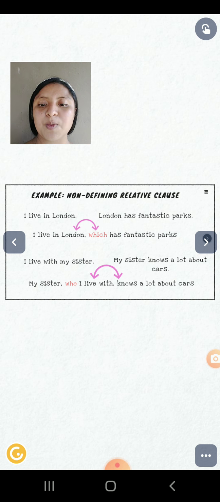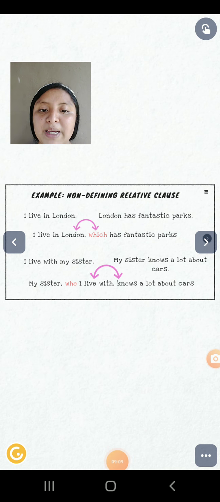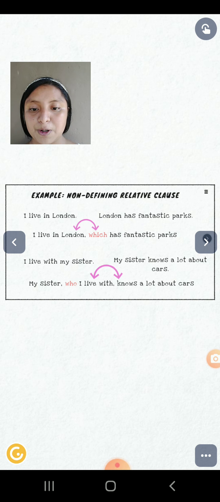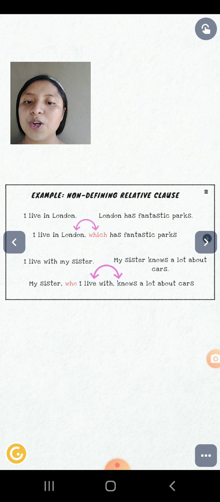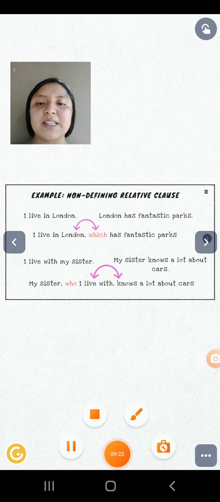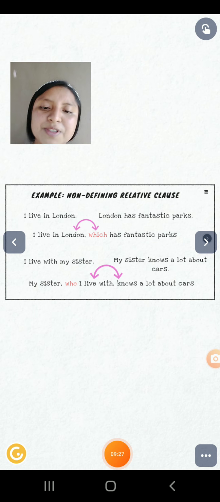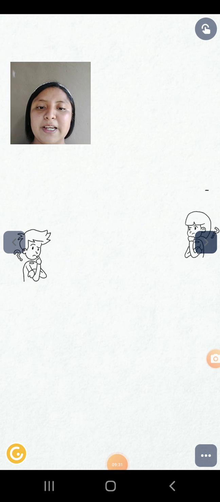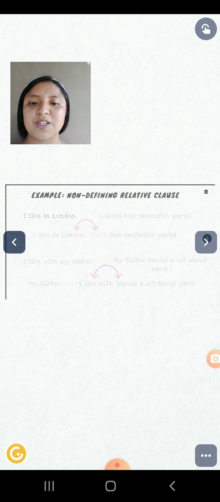Okay, so the next one is I live with my sister. My sister knows a lot about cars. My sister, who I live with, knows a lot about cars. So here we have some examples using these non-defining relative clauses. So remember that we use them for additional information. So then we have here the question session.